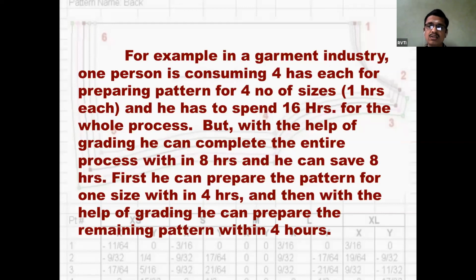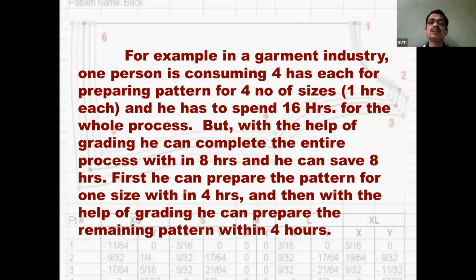For example, I'm saying, the hours for preparing the pattern may differ from size to size and style to style. So if I'm preparing an S size pattern for 4 hours, then I have to prepare M size, L size, XL size. Each will consume 4 hours. Totally, I have to spend 16 hours for the whole process. And if I'm using the pattern grading method, I have to spend 4 hours for only one size, S size, and with the help of pattern grading, I can complete the remaining sizes.